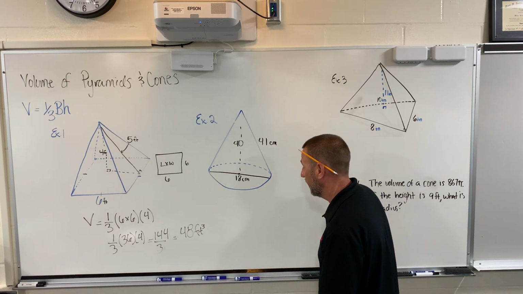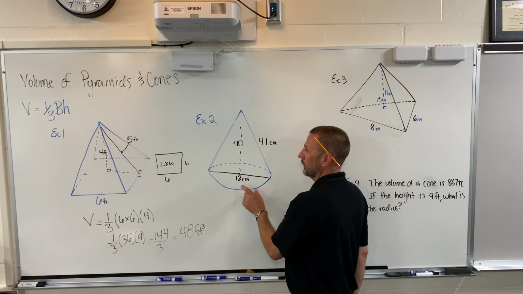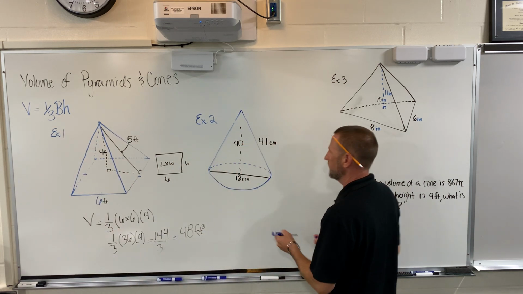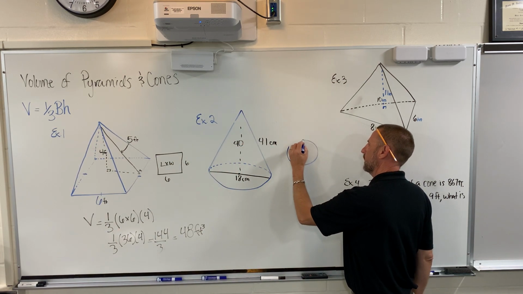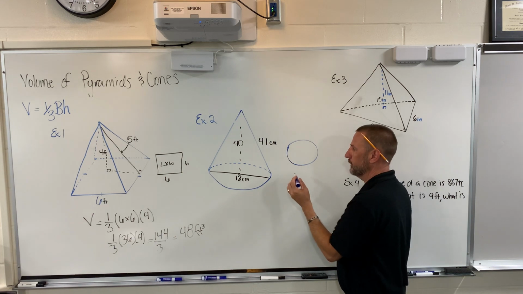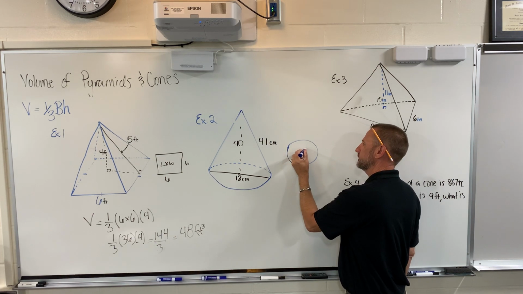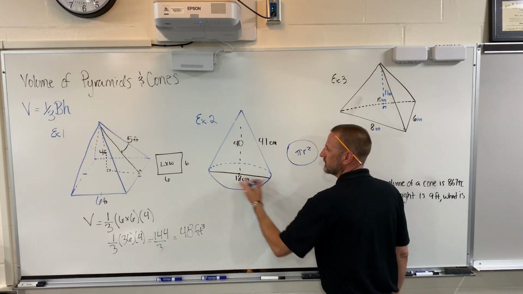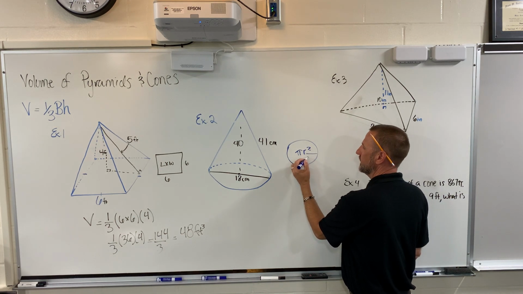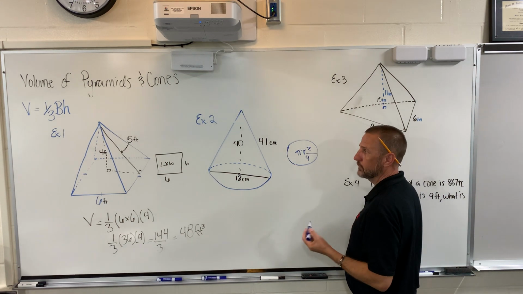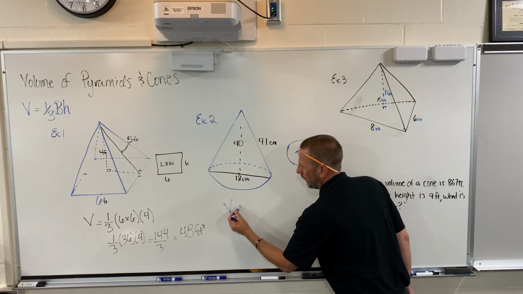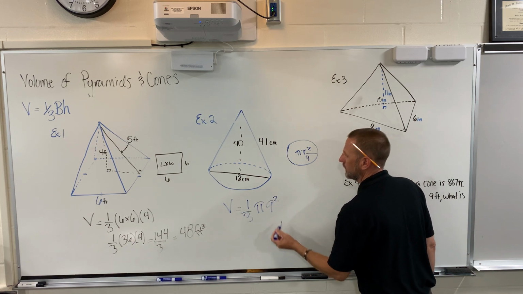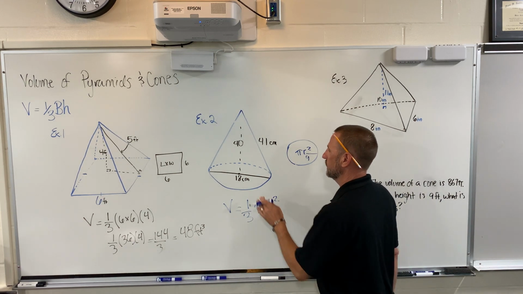All right, the next one is a cone, which means this base is going to change because we're not sitting on a square this time, we're sitting on a circle. The area for a circle is pi r squared. Over here we were length times width, now we're pi r squared, and our radius in this case is 9. So when we do our problem, volume equals 1/3 pi 9 squared, and then I realize I have an issue.